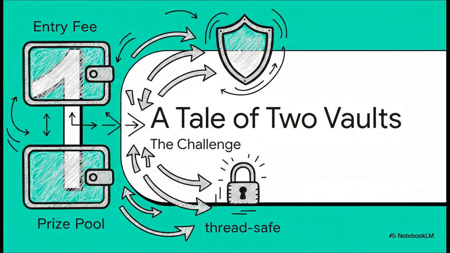He needs to build a system to move money between two digital vaults. We've got the entry fee vault and the prize pool vault. And here's the catch. The whole thing has to be thread safe. That's the key requirement. It needs to be an ironclad guarantee that no data gets messed up, even if a bunch of transfers try to happen at the exact same time.